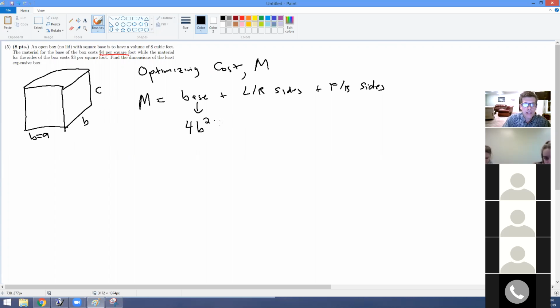The left and right sides are $3 per square foot. What's the area of the left-right sides? B times C, and we've got 2 of those, so I'll put a 2 in there. And then the front and back, what about those? B times C. They're the same, so we can use B again. 3 and 2BC. Okay, so there's M.